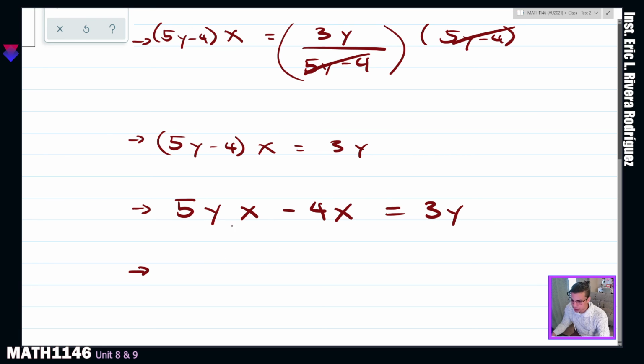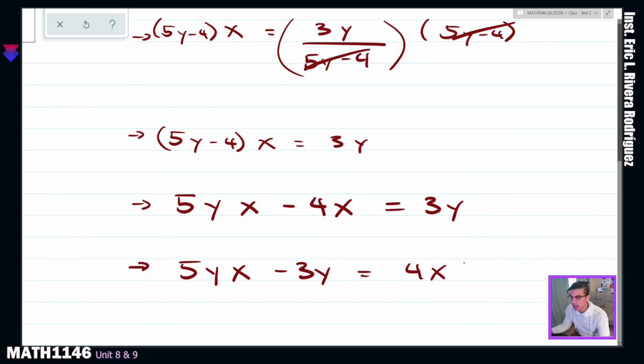Now put together all the terms with y on one side of the equation. So that means negative 3y is going to be here and positive 4x is going to be on the right side. Okay, subtracting 3y on both sides of the equation and adding 4x on both sides of the equation.